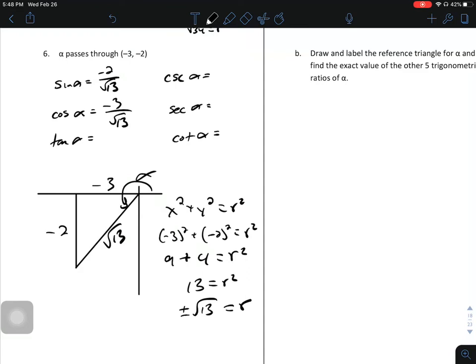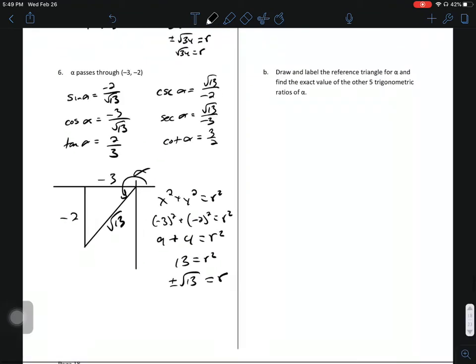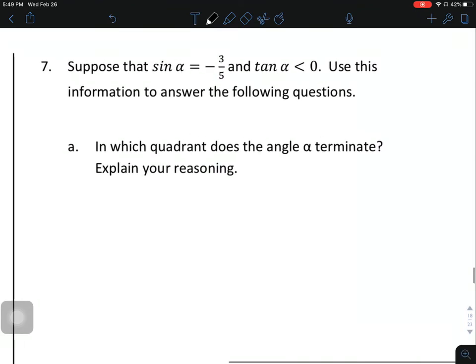Tangent is y over x. If you divide two negatives, you get a positive. And we have the reciprocals. That concludes 6. Number 7.